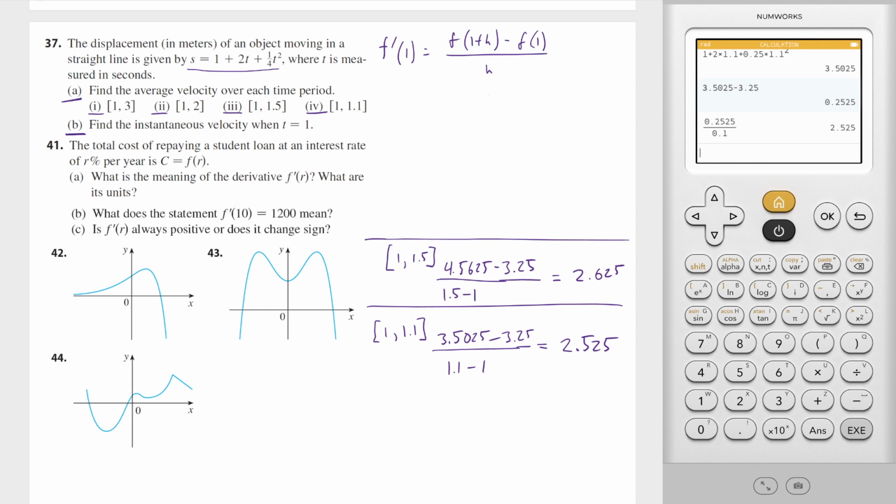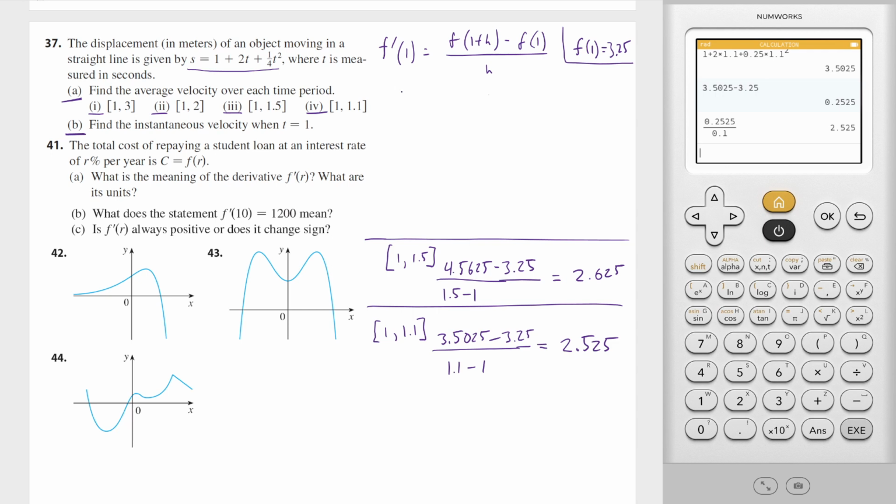Okay, I already know... come on, go away. All right, my pen is not working out too well right now. I already know that f of 1 is equal to 3.25 from the earlier part. So let's put that up there. Remember that. And let's do the other part.